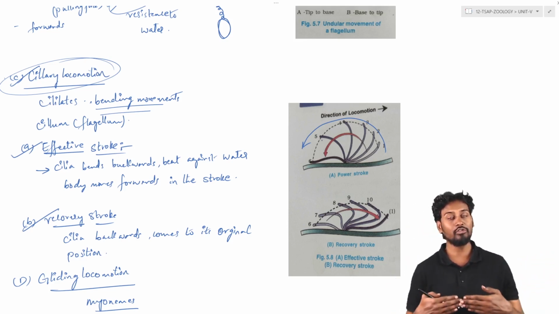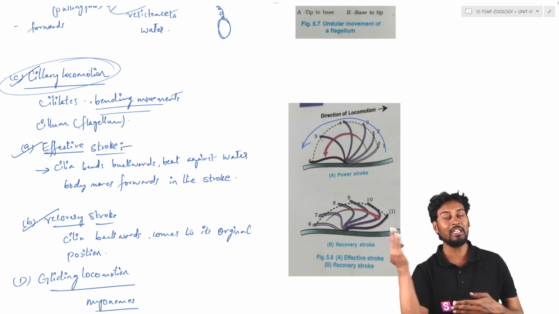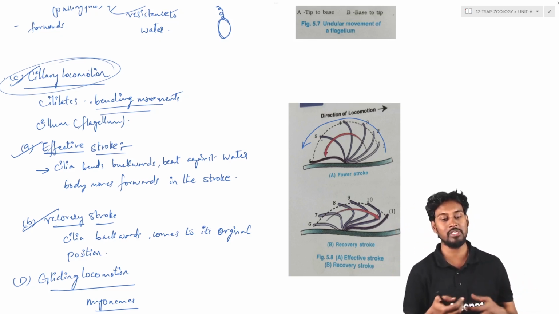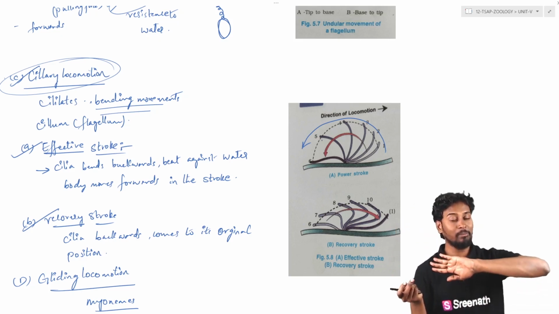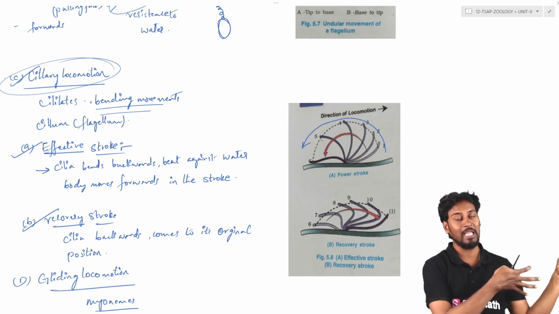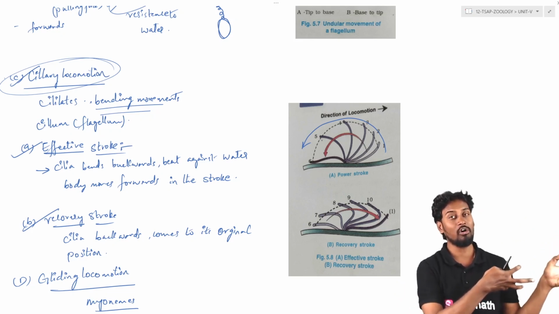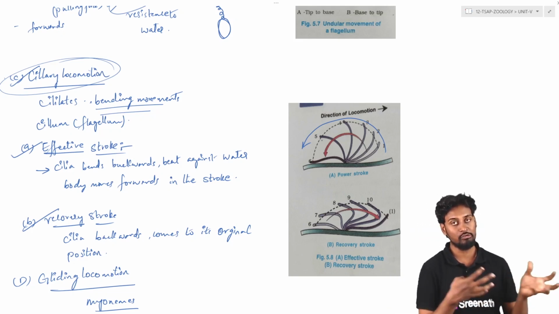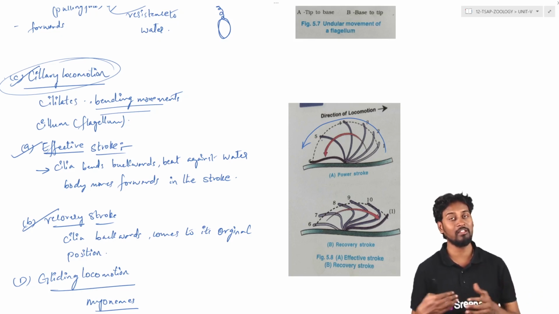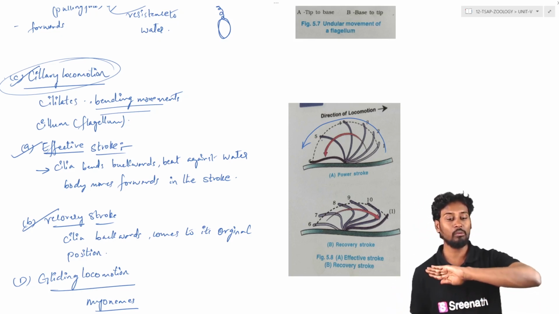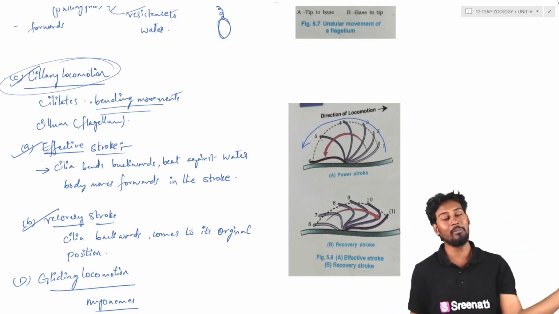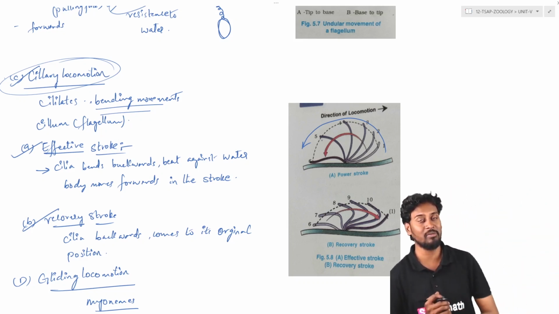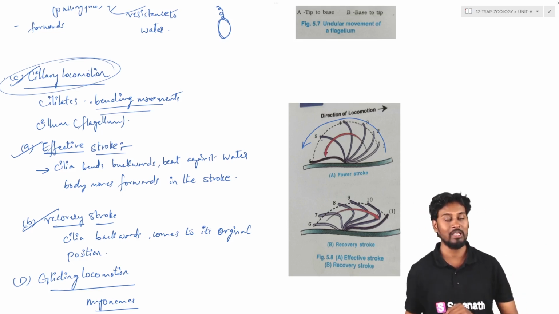So in the effective stroke, the cilia is beating against the water. As a result, when it is beating, it is going towards the backward direction, and at the same time the body of the organism is moving forward in this particular stroke. That is, when the cilia pushes toward the backward side against the water, at the same time the organism moves in the forward direction.